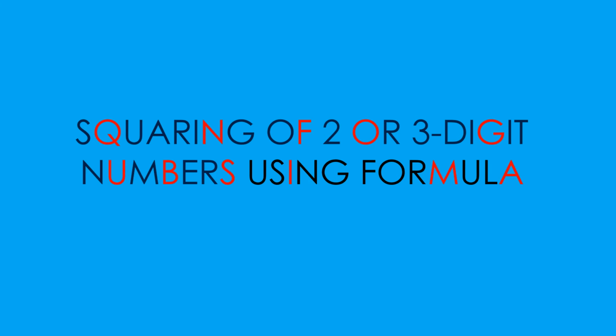Squaring of two-digit numbers using formula method. So if we have to find the square of any two-digit number starting from 11 to 99, we can use this method. For example, 77 times 77, 53 times 53, 48 times 48. So let's see what method of Vedic math we use here to square any two-digit number using formula.